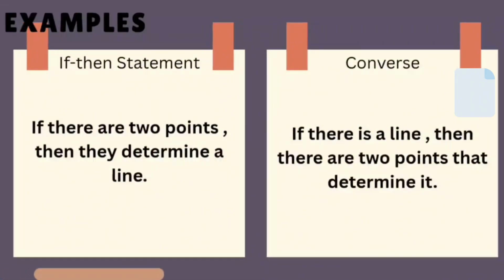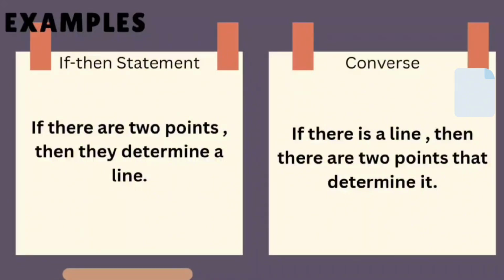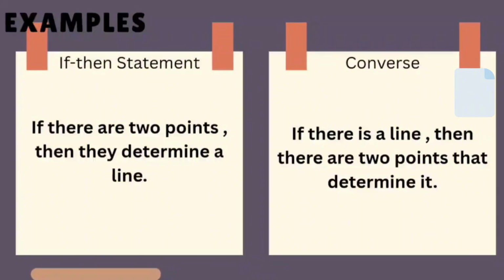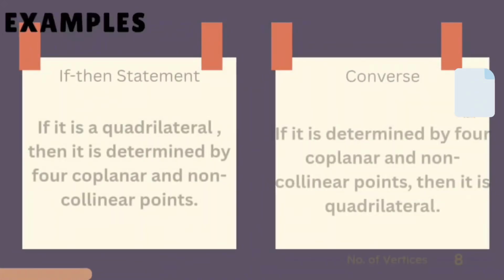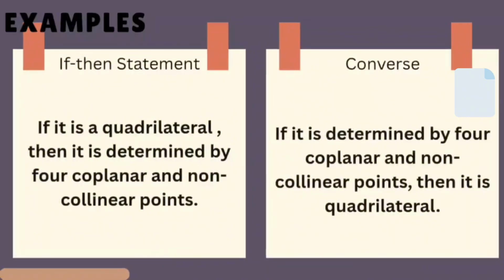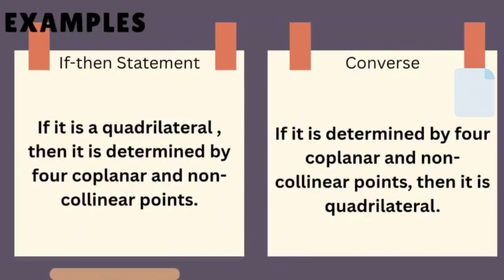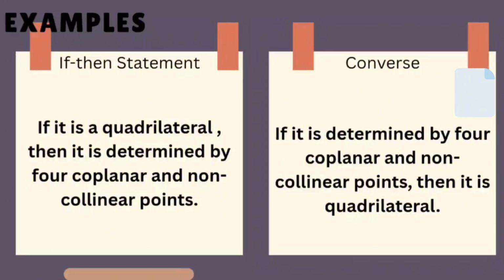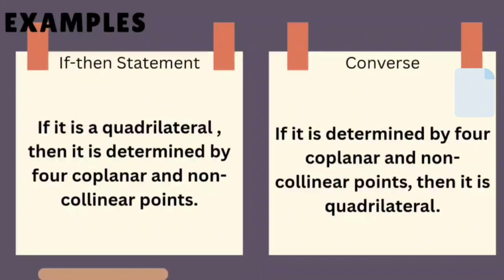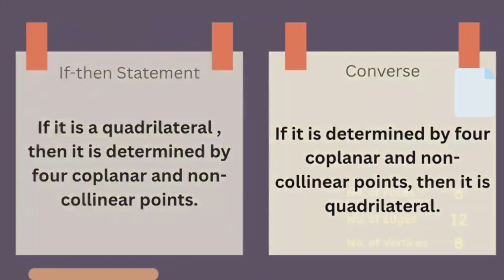The first example is, in if-then statement: if there are 2 points, then they determine a line. In converse: if there is a line, then there are 2 points that determine it. The second example is, in if-then statement: if it is a quadrilateral, then it is determined by 4 coplanar and non-collinear points. In converse: if it is determined by 4 coplanar and non-collinear points, then it is a quadrilateral.